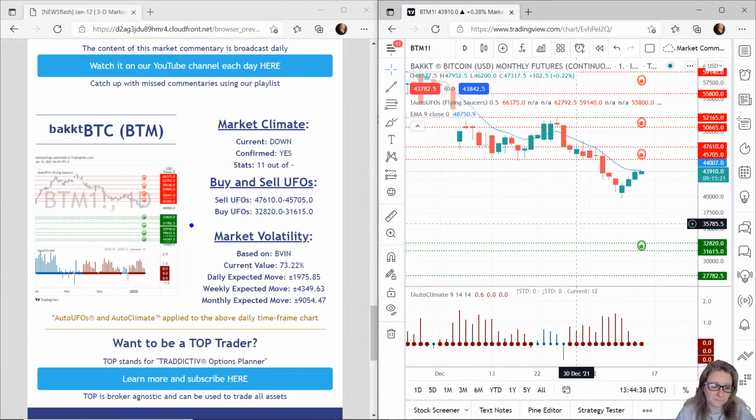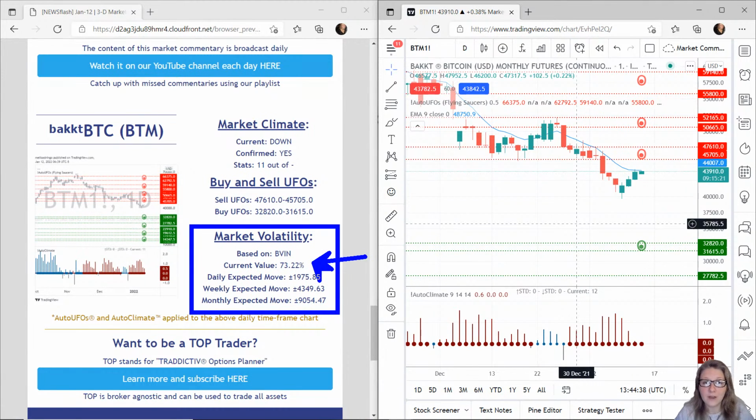In terms of volatility, we would expect movement up or down in 1 year of 73.22%. So in a day, that's up or down of 1,975.85 points. In a week would be 4,349.63 points. And in a month, 9,054.47 points up or down. My mouse is being strange here, just somehow made a gigantic arrow. Give me a sec. There you go, that one. So that's what we expect in terms of volatility.